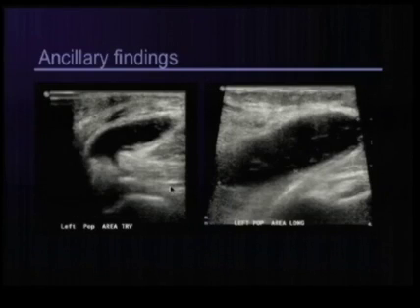Okay, moving on to ancillary findings. Sometimes a patient may present with lower extremity symptoms and not have deep venous thrombosis, though you may find other reasons for the patient's symptomatology. One of the most common ancillary findings in a lower extremity examination is a Baker cyst.